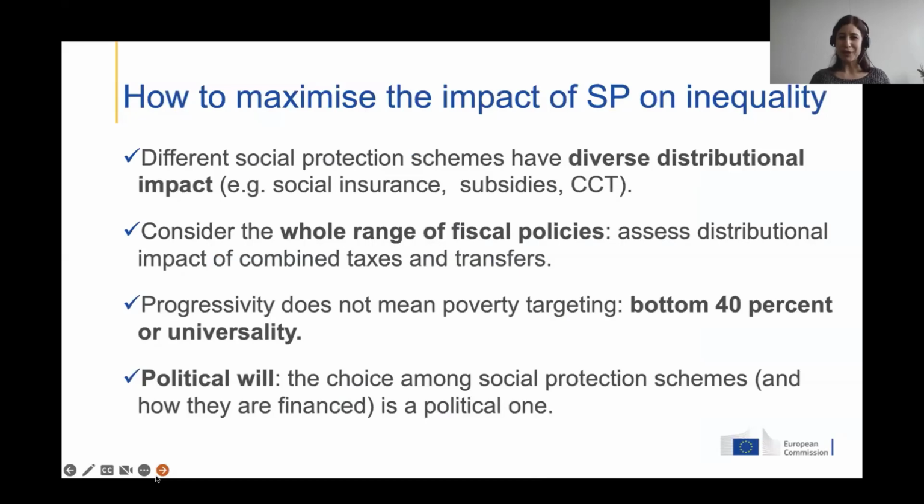But okay, the story is not that easy, and things are more complicated, and I will refer to some elements. The first is that even if social protection is a distributive or redistributive instrument per se, that doesn't mean that the different social protection schemes have the same distributional impact. This distributional impact can be progressive, neutral, or even regressive. That means that it can even lead to increased inequality.